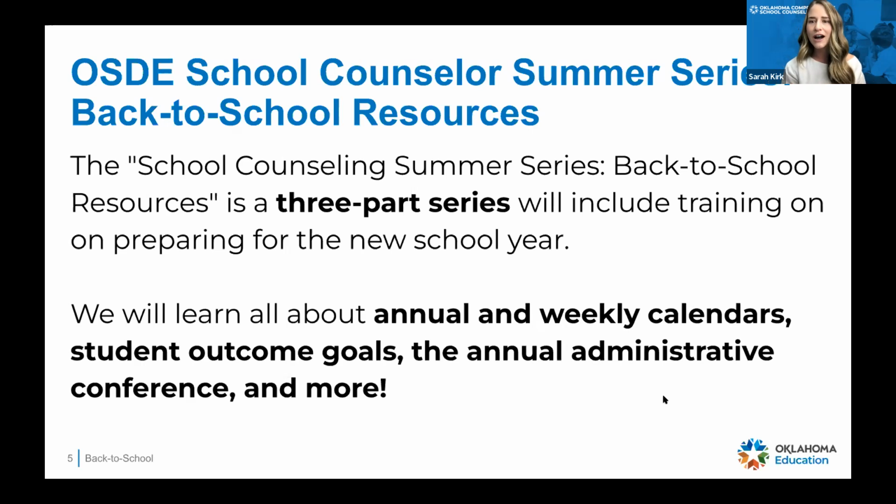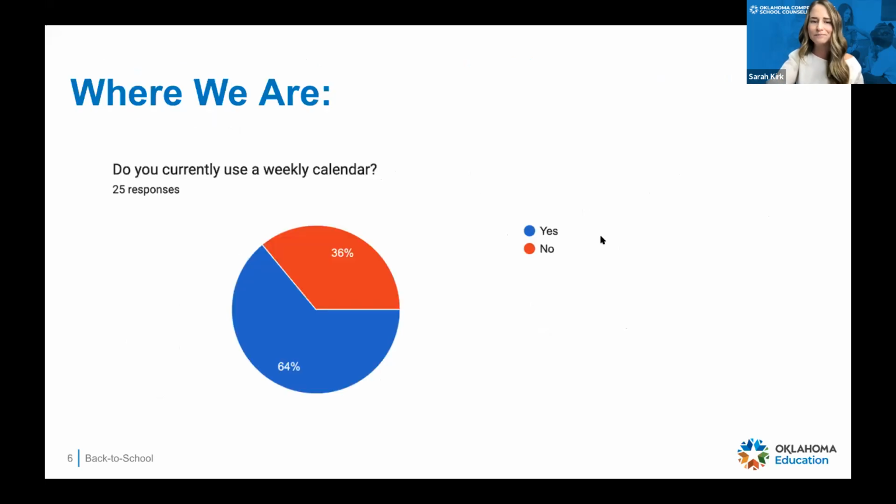So these are just a couple of the components that are really good things to be doing this time of the year. During this summer series, we're going to talk about calendars, which is actually our topic for today. So we're going to talk all things annual and weekly calendars today. Then next week, we'll talk about the annual student outcome goals. And then we'll close up with the annual administrative conference. And then I'm going to plug some other things in as we go as well. But those will be our big items that we talk about, again, straight from the framework. And I'll go over a little bit more about where they fit into the framework in just a minute.